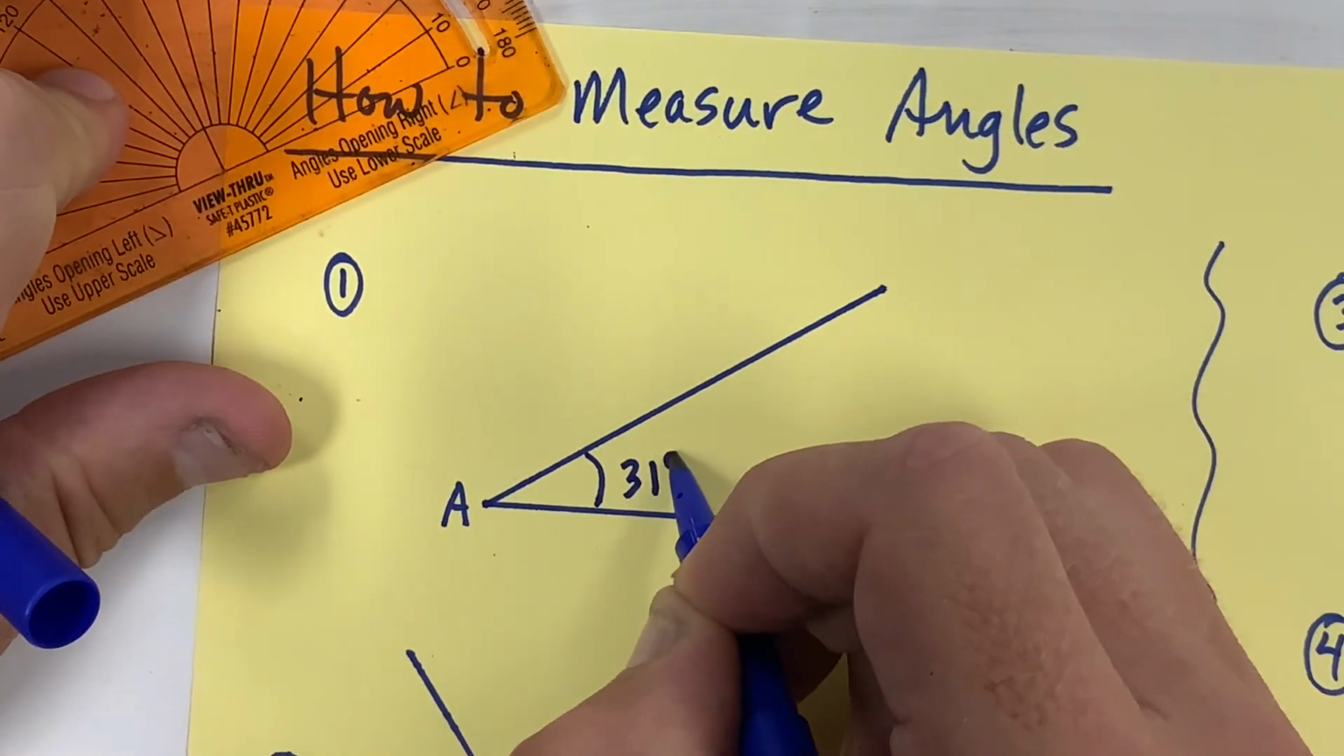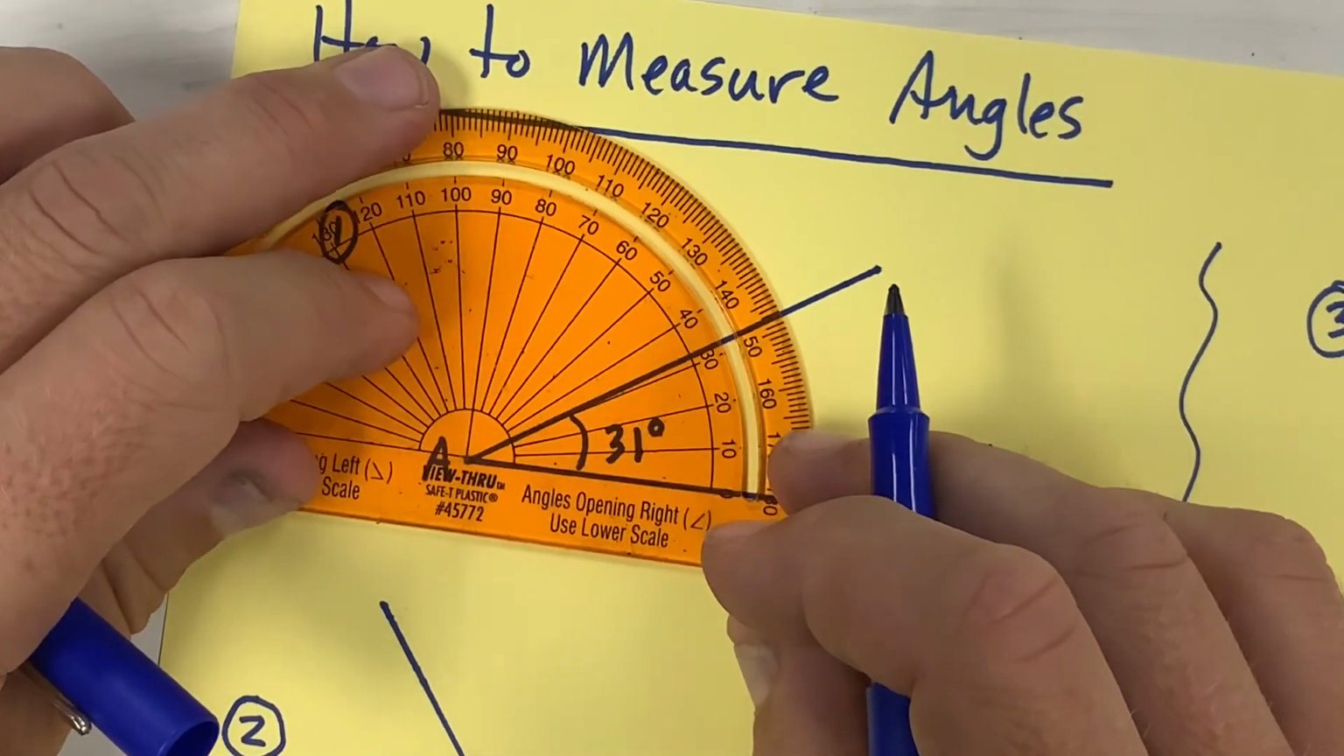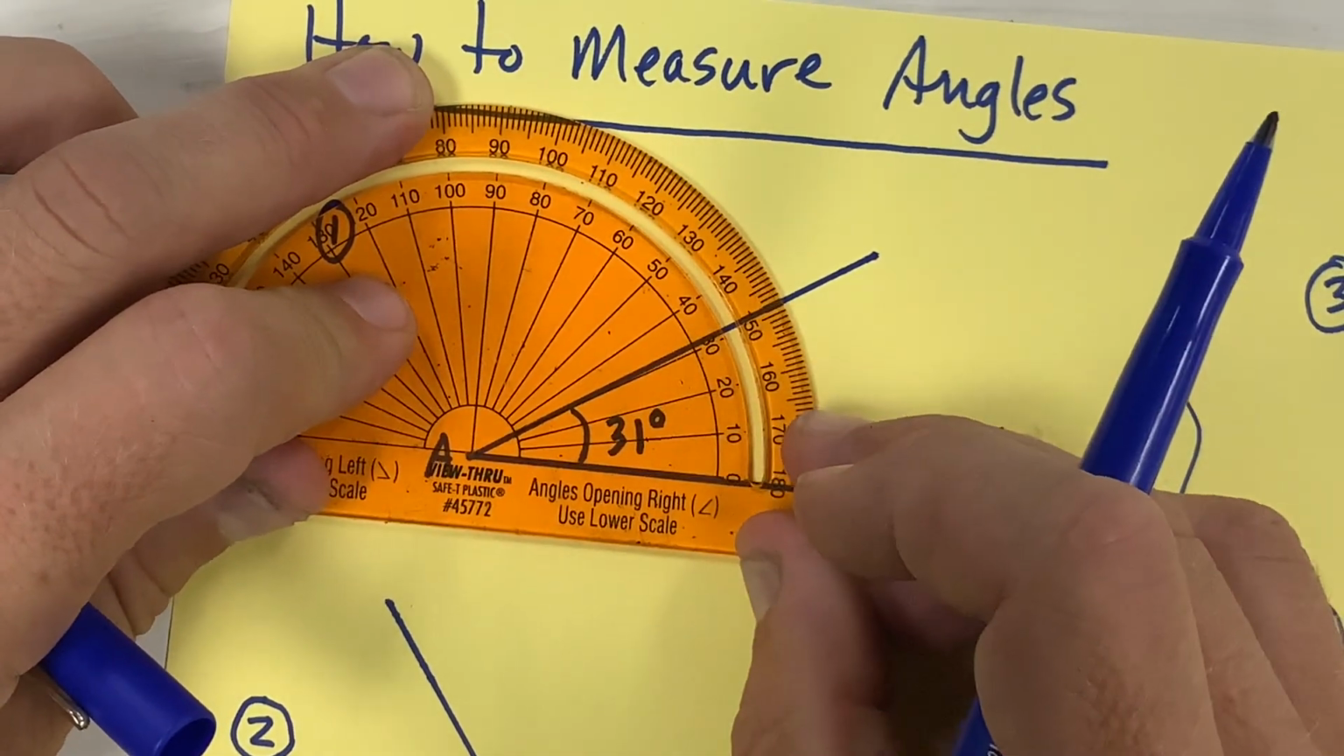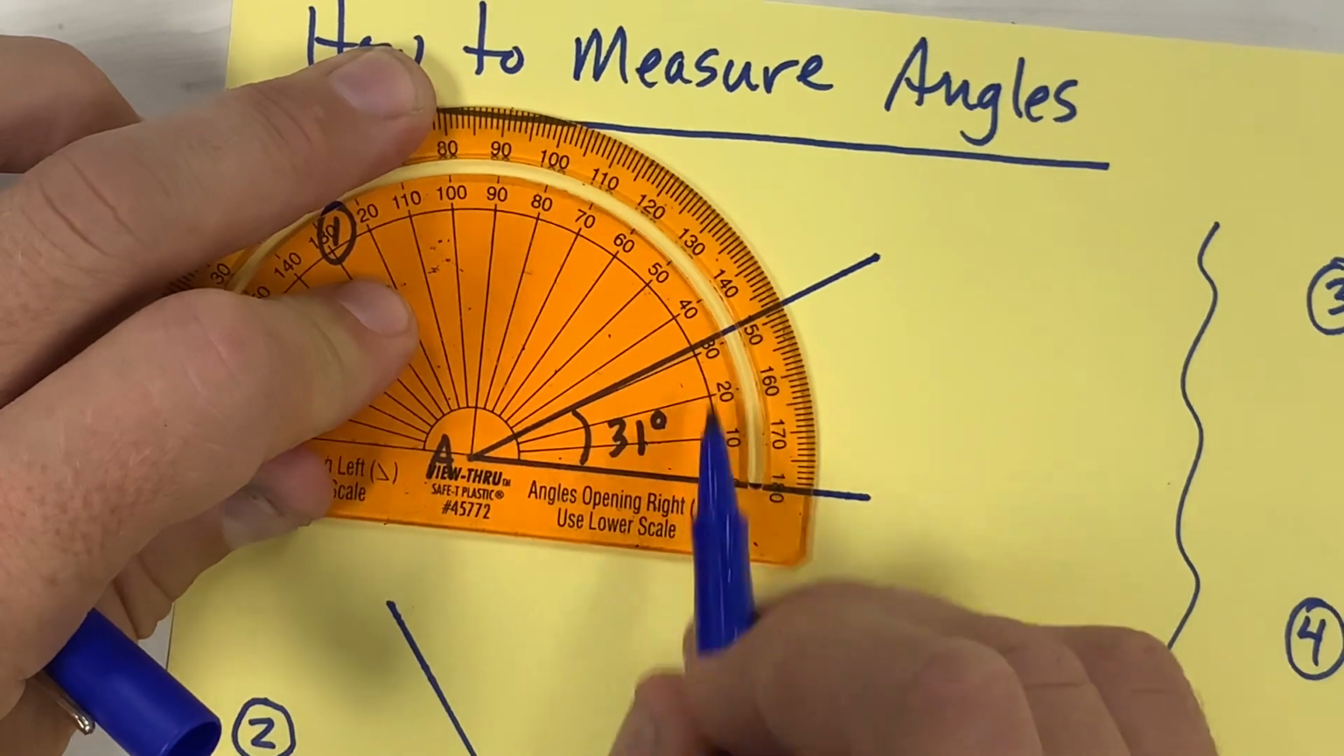You might be tempted to say the other angle that you're seeing there is 148 degrees or 149 degrees, but you want to use the smaller angle because this is an acute angle.